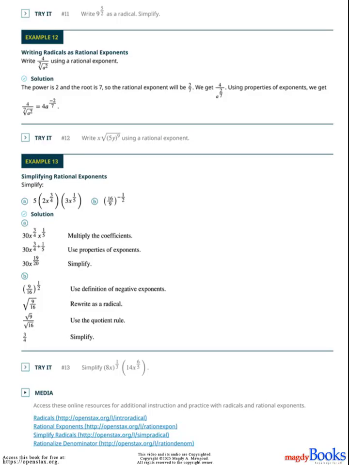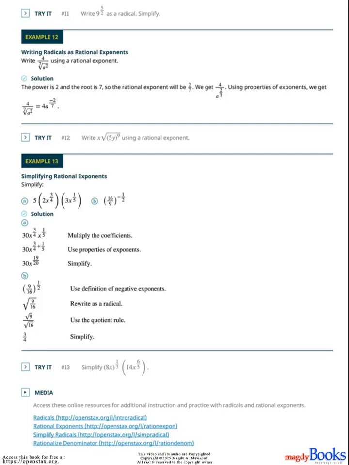Solution. A. 5 times (2x to the power of 3 over 4) multiplied by (3x to the power of 1 over 5). Equals 30x to the power of 3 over 4 multiplied by x to the power of 1 over 5. Multiply the coefficients. Equals 30x to the power of 3 over 4 plus 1 over 5. Use properties of exponents. Equals 30x to the power of 19 over 20.